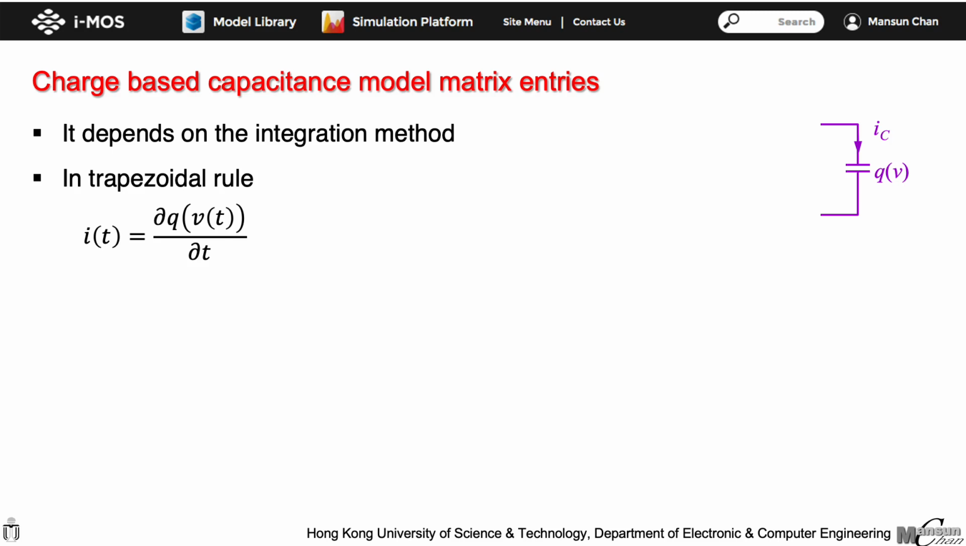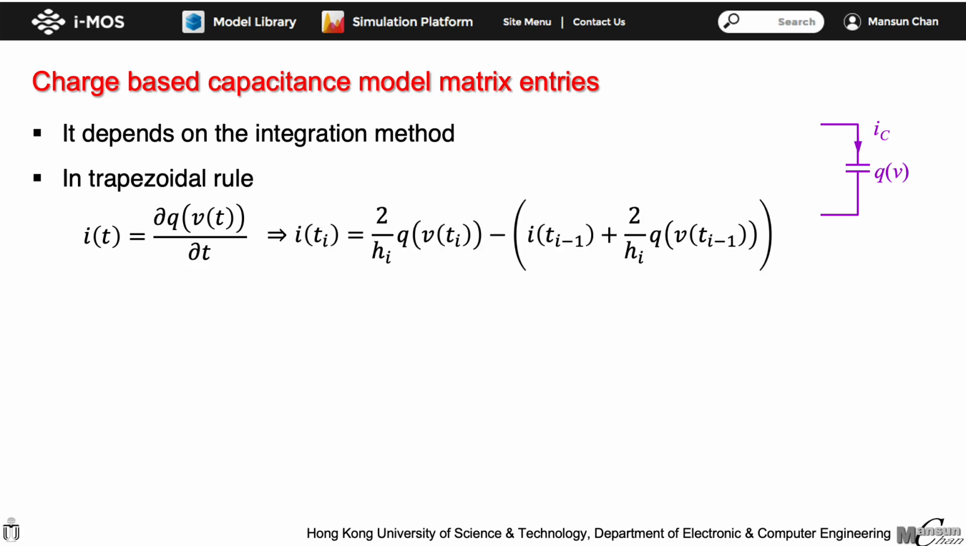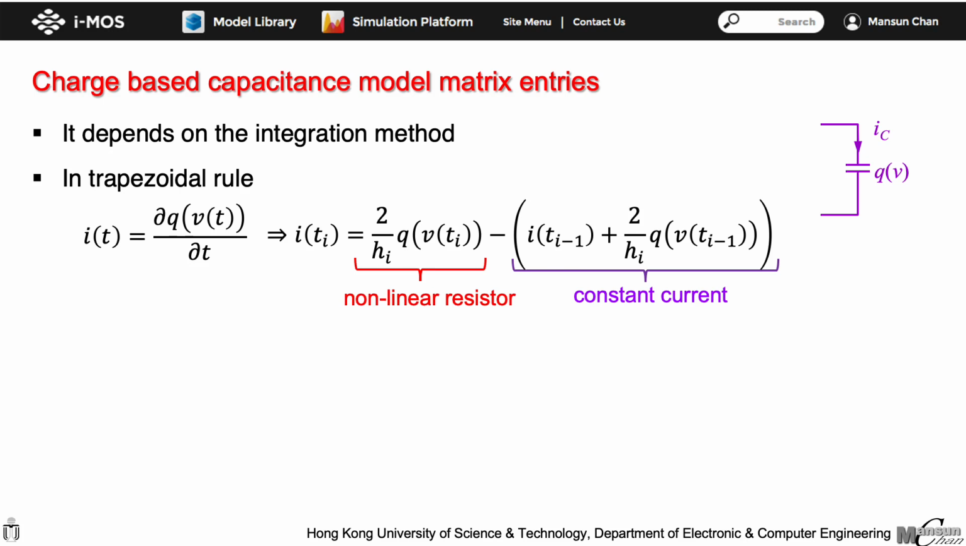Solving the current as the time derivative of charge numerically using trapezoidal rule, we can obtain the currents at the time Ti given by this equation here. The second term in this equation only depends on the quantity at time Ti minus 1 that have been solved already. So it can be regarded as a constant current. The first term is a function of the iterative value of the voltage at time Ti. So it can be regarded as a nonlinear resistor that we have learned before.